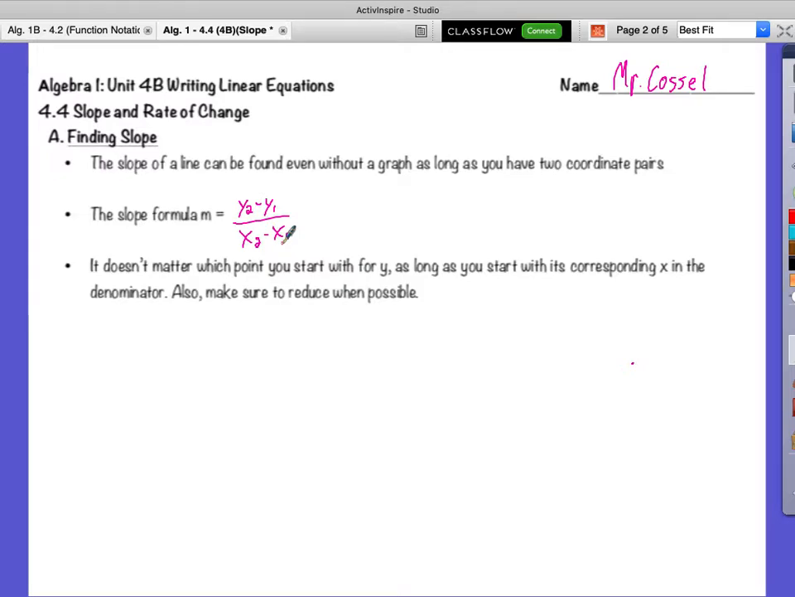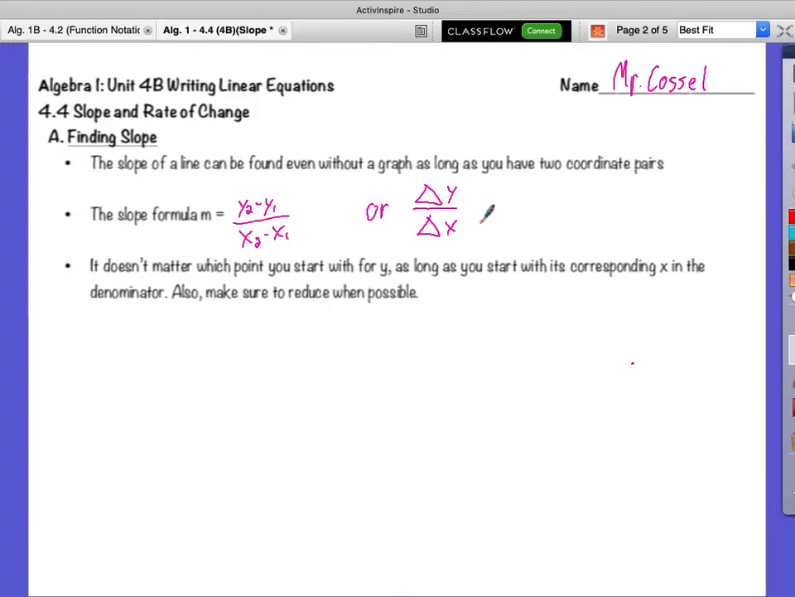Okay. So you can also think of this as, we call it delta y over delta x. This is the Greek letter delta. It looks like a triangle, okay? And what that means for math is it means change. It's saying what is the change in y divided by the change in x.